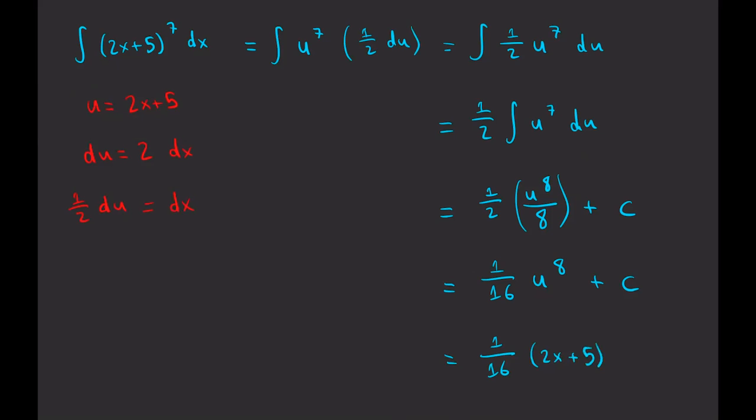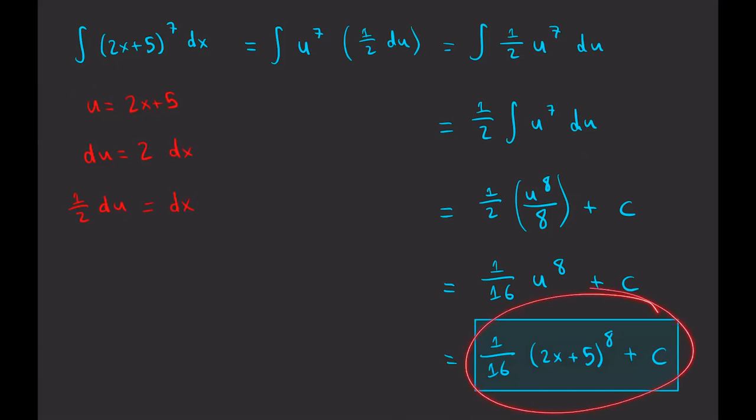U is equal to 2x plus 5. So I can do that right there. And right here, we will be done. This will be our answer. And hopefully what you can see here is that we've kind of undone the chain rule, right?